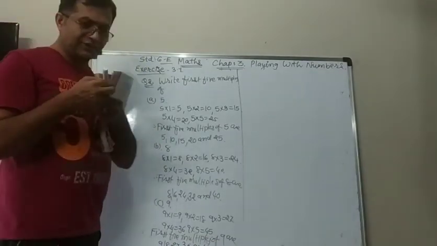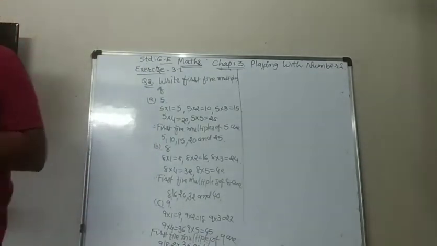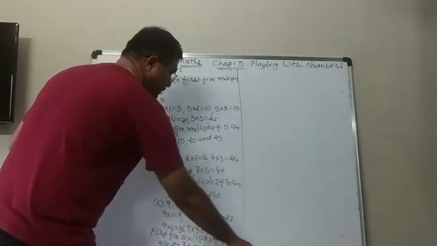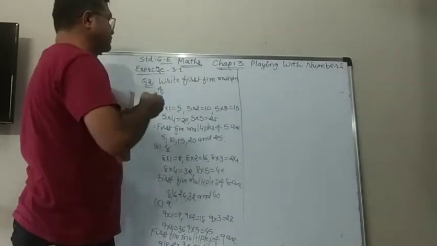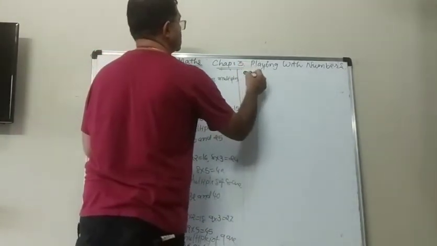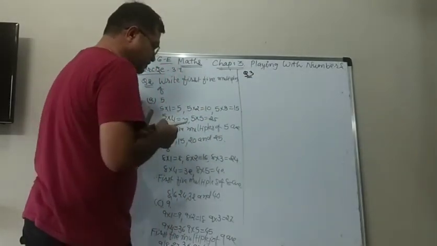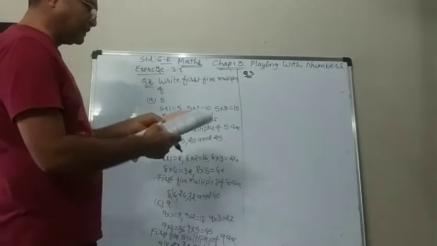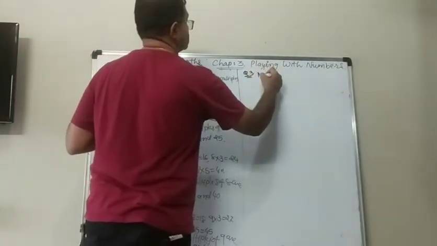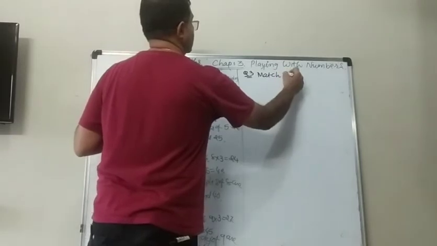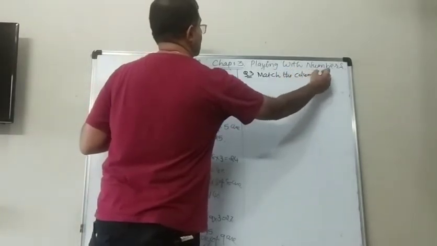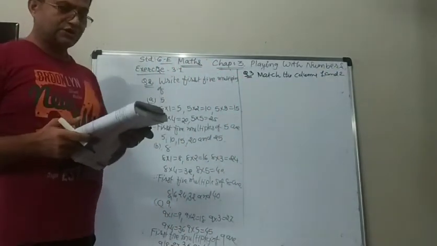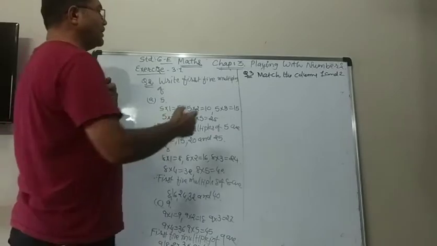So it is very simple to write down the multiples of the given number. Now we will do question number 3. It says we have to match the column. Match column 1 and 2. We have to match these columns.